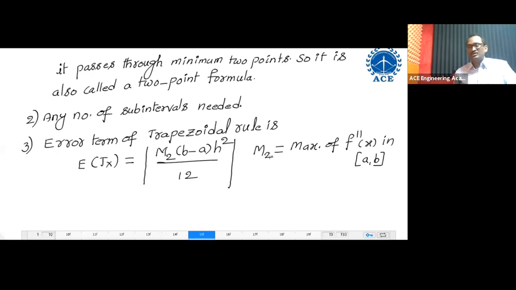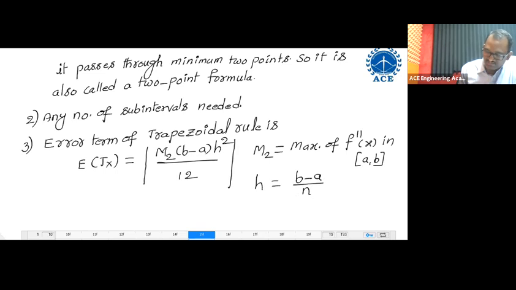And everyone, you should not get confused. Here H means the length of the subinterval, which is equal to the endpoint of the interval minus the initial point of the interval, divided by the total number of subintervals. Yesterday we discussed: the length of each subinterval is the endpoint minus the initial point divided by the number of subintervals. Moreover, look here, this error term of the trapezoidal rule contains H square.